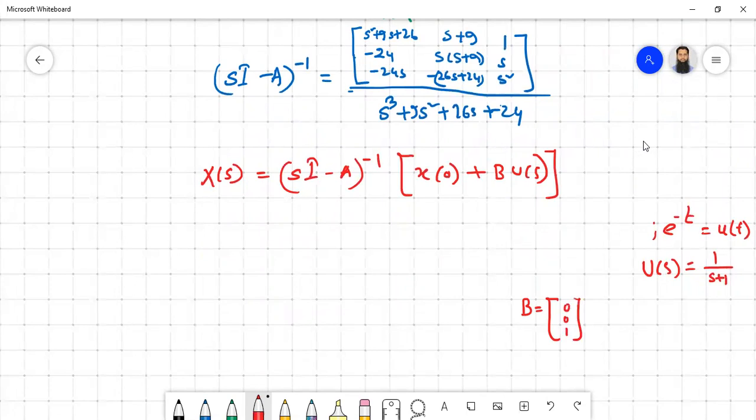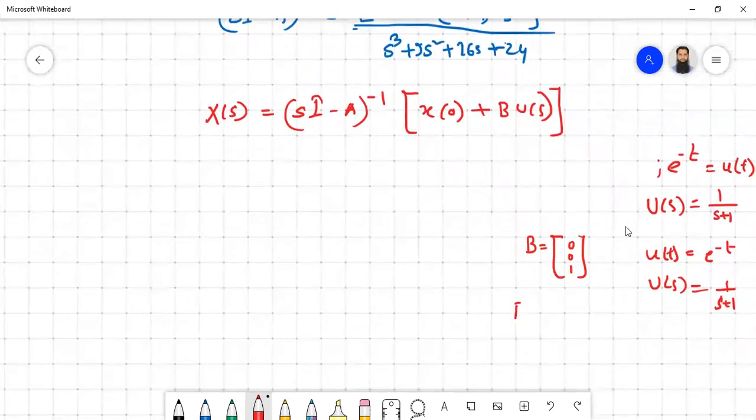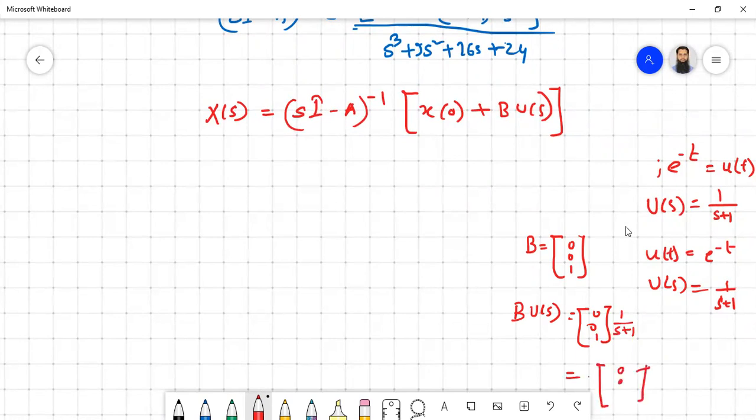And we have the input u(t) was e to the power minus t, which we converted to U(s) equal to 1 by s plus 1. Now, what will be BU(s)? BU(s) is nothing but [0, 0, 1] into 1 by s plus 1. So we can write BU(s) as [0, 0, 1 by s plus 1].